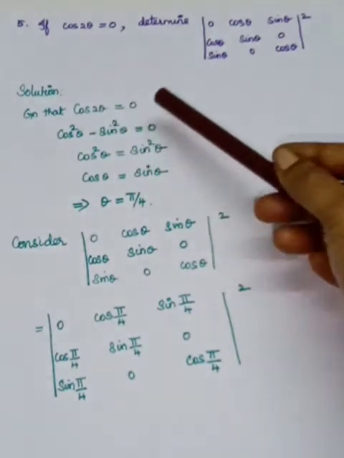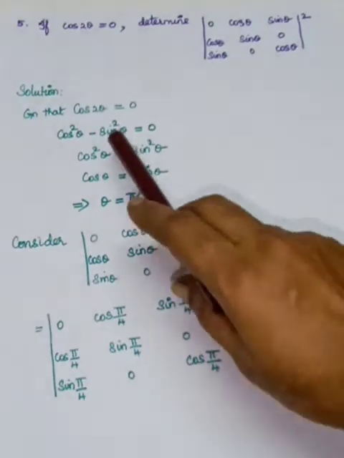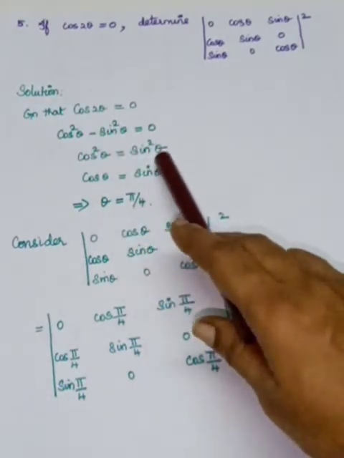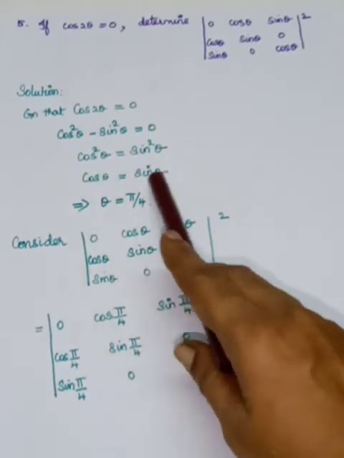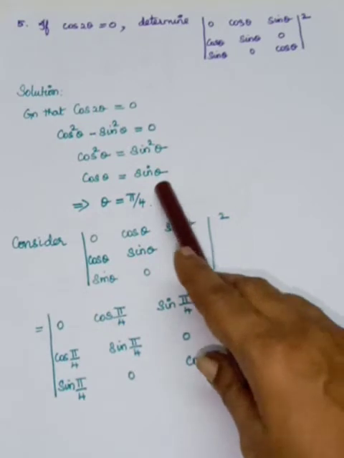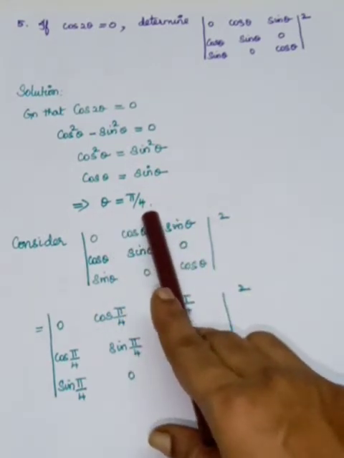Cos 2 theta is equal to 0 means, by the trigonometric formula, cos square theta minus sin square theta is equal to 0. So cos square theta is equal to sin square theta. The minus sin square theta, when you take it to the other side, it is plus sin square theta. So cos theta is equal to sin theta. Cos and sin values are the same when theta is equal to pi by 4, that is 45 degrees.